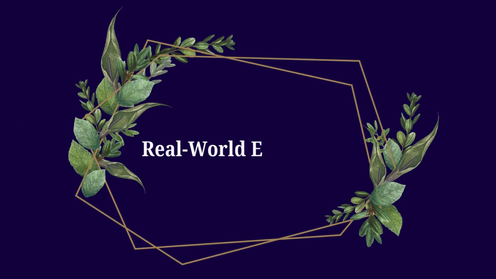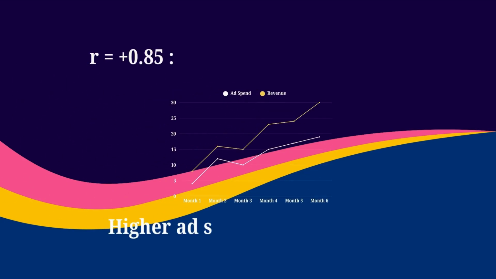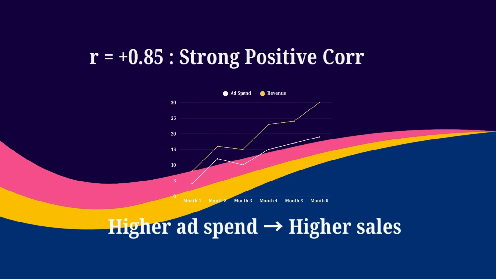Let's bring correlation to life with a real world example, followed by two quick illustrations across other domains. Imagine you are an analyst at an e-commerce company. Your marketing team wants to know whether increasing ad spend actually leads to higher sales. You collect 6 months of daily ad spend and revenue data. When you plot the data, you notice a clear upward trend. You calculate r equals plus 0.85. That is a strong positive correlation, confirming higher ad spend is closely associated with higher sales. This insight helps justify marketing budget decisions and forecasting.